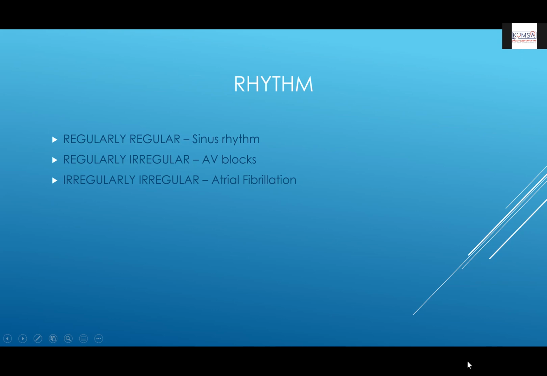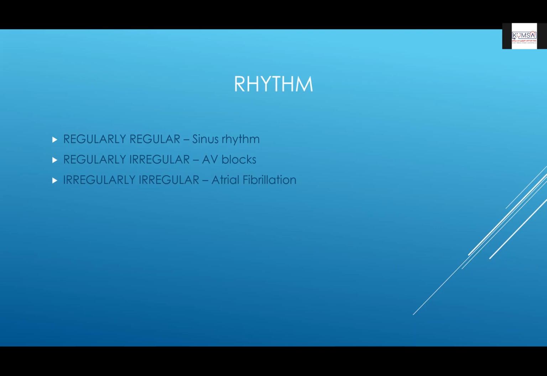Yeah, that's good. Okay. So when you're looking at the rhythm, regularly irregular means sinus rhythm, which means that the P wave is followed by a QRS, and every QRS is preceded by a P wave. Regularly irregular rhythms are usually AV blocks, and irregularly irregular rhythms are atrial fibrillation. So if a doctor gives you an ECG and you say that it's irregularly irregular, that means you want to tell them that this case is an atrial fibrillation case.